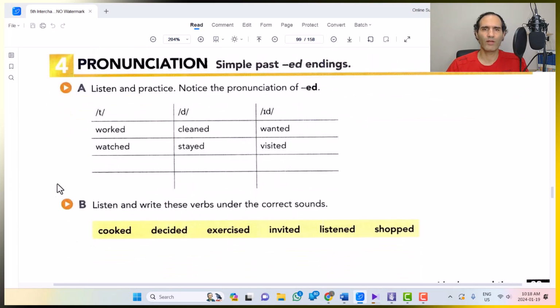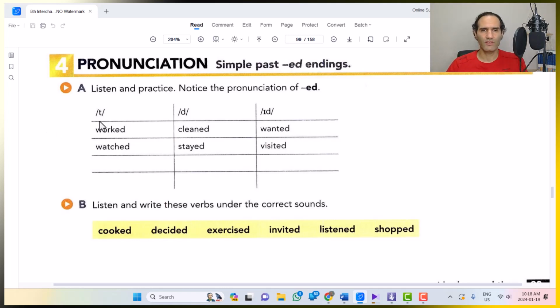exercise 4, pronunciation. Simple past, ed endings. So you see that ed at the end of the verb is pronounced differently. Sometimes it is pronounced t. Sometimes it is pronounced d. Sometimes it is pronounced id. What is the rule behind it? It's got some interesting rule and story I will tell you about.